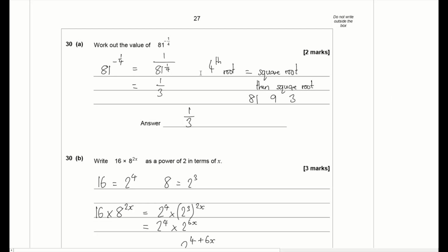Now on this non-calculator paper, it's worth noting that to obtain a fourth root, it's really like taking the square root and then square rooting again. The square root of 81 is 9, the square root of 9 is 3, so the fourth root of 81 will be 3, meaning that the overall value will be a third as shown below.